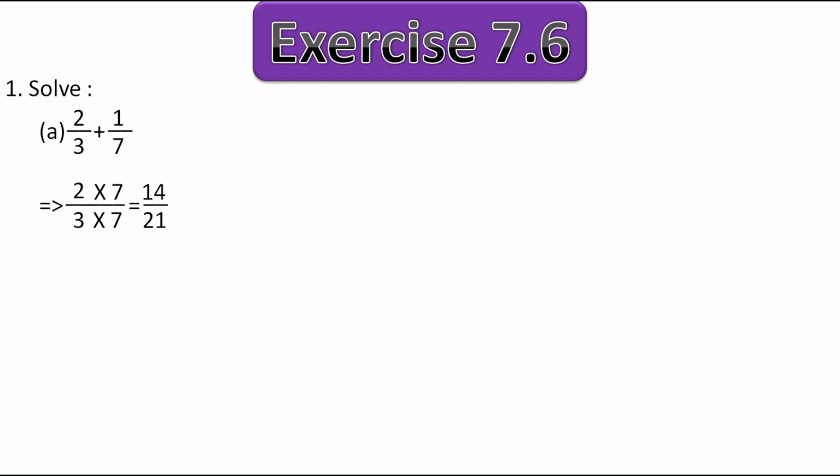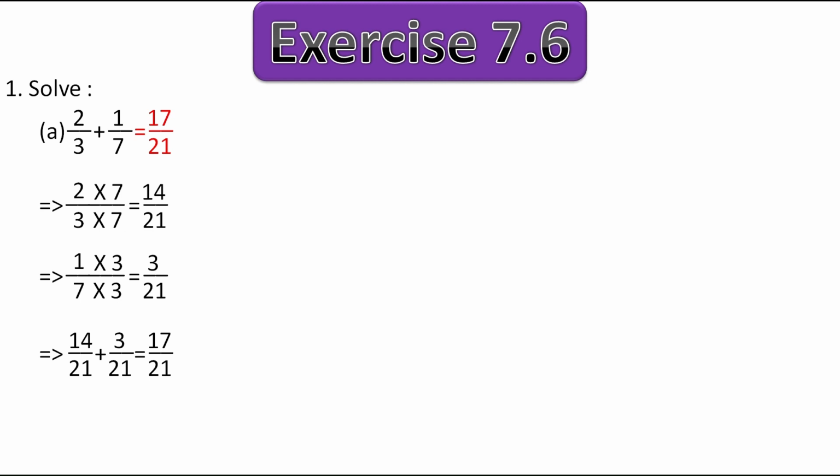Now I'll take the second fraction, that is 1 upon 7, and I'll multiply this fraction with 3 because 3 is the denominator of the first fraction. Okay, so I got the answer as 3 upon 21. Now we got the equivalent fractions with the same denominators, right? Now we can add them. So 14 upon 21 plus 3 upon 21 will give you the answer as 17 upon 21. So the answer is 17 upon 21. We keep the denominator as it is and just add the numerators. Okay. Now let's move to the next one, that is 3 upon 10 plus 7 upon 15.